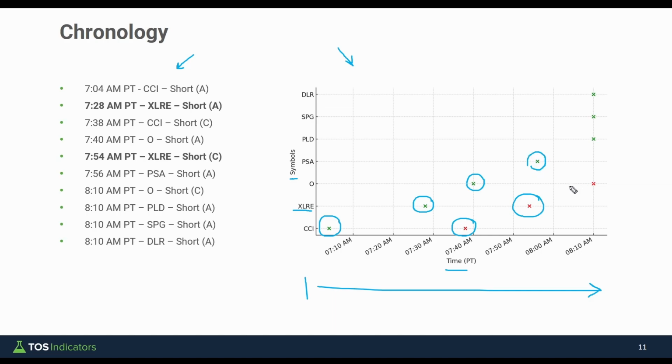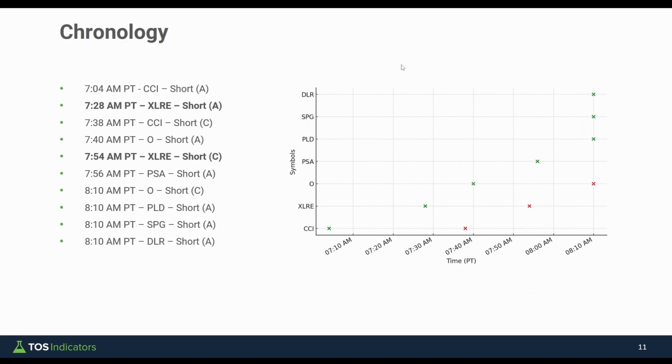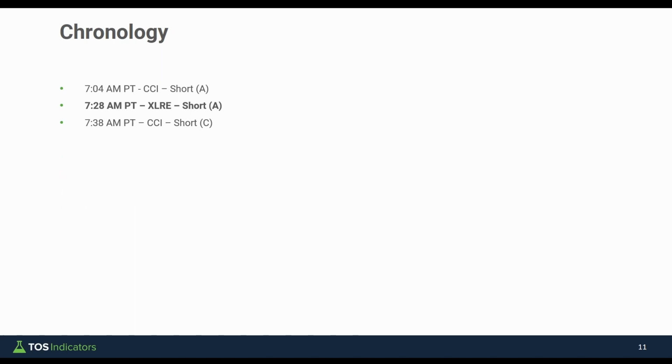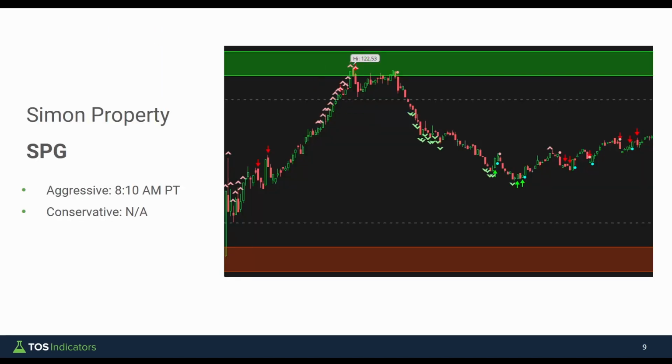Next up, we had Public Storage, and after that, Realty Income breaching its conservative models at 8:10, along with the three other stocks which also breached at that 8:10 mark, with PLD, SPG, and DLR all breaching their aggressive models at the same time. All of these actually at the 8:10 mark were some of the nicest breaches and reversals that we had. If we revisit the charts of DLR, SPG, and PLD, now that we've seen this chronology, let me come back to those charts.